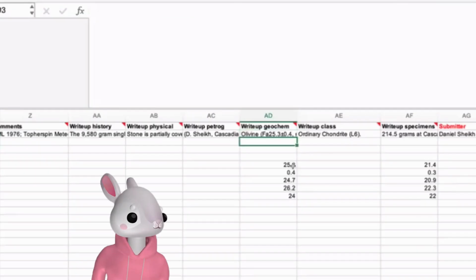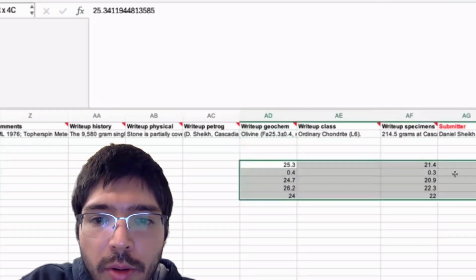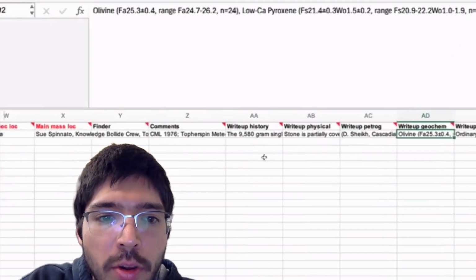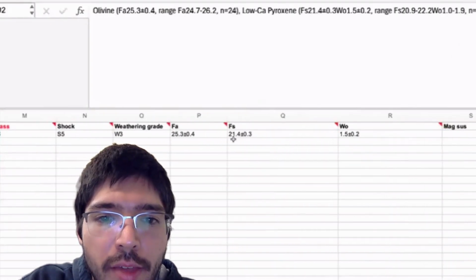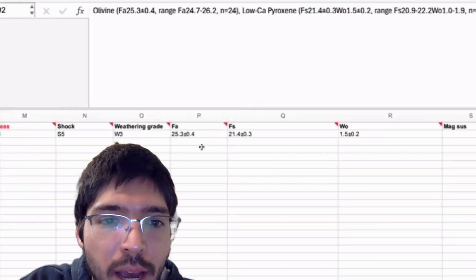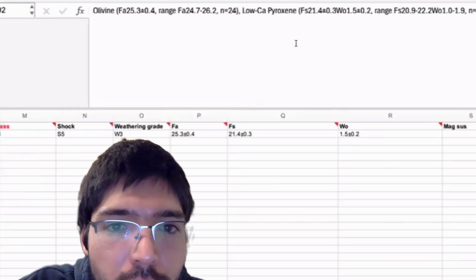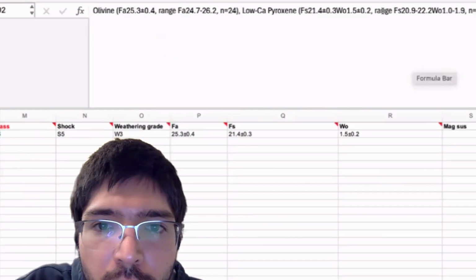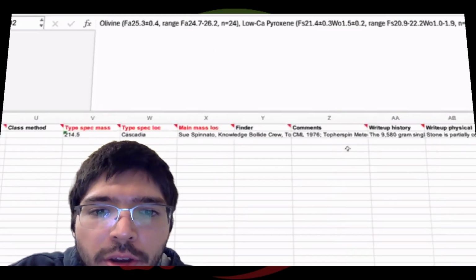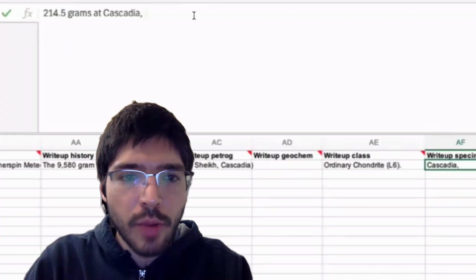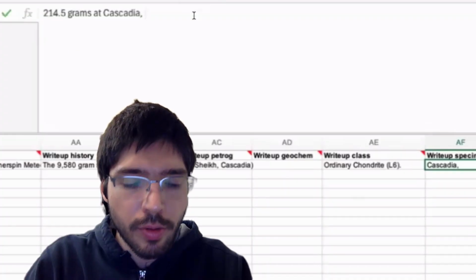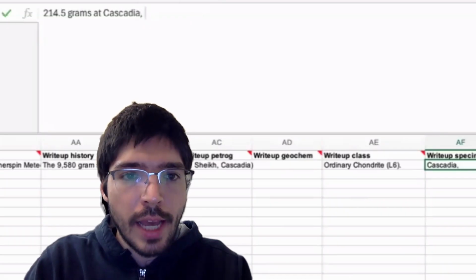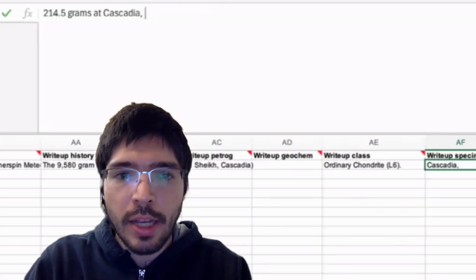Okay, so that section is done, and so we don't need this chemical data anymore. So we have the geochem, and I always check just to make sure that this matches with that, because sometimes if they're different, you could get a comment about it. So this looks the same, this looks the same, and that looks the same. Okay, so we're good here. So first we have to start with how many grams we have in the repository. So we have 214.5 grams. And then now we need to list each mass holder.